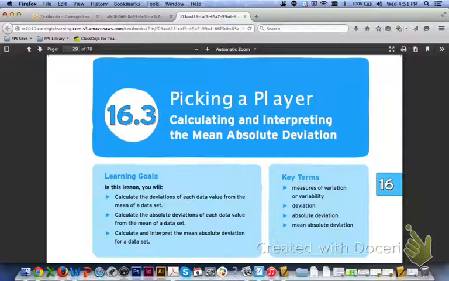So key terms, we have measures of variation or variability, deviation, absolute deviation, and mean absolute deviation. So lots of deviation. I know those are new terms for all of you, so that'll be something that we'll really need to focus on in today's lesson.